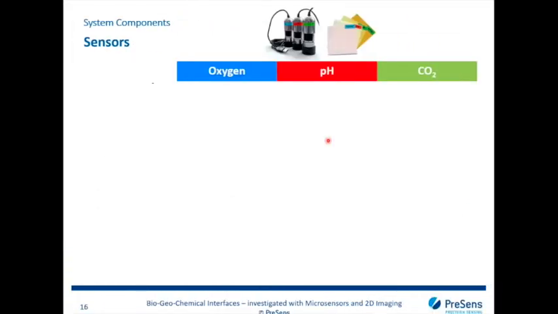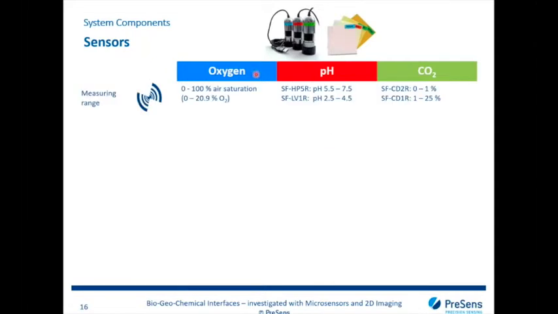For the VisiSens systems, three types of sensors are available: oxygen sensors, pH sensors, and carbon dioxide sensors. The measuring range for the oxygen sensors is 0 to 100% air saturation. For pH, we have two different ranges. One for the more neutral or physiological range with a maximum sensitivity between 5.5 and 7.5, as well as one pH sensor for the lower region between 2.5 and 4.5. For CO2, we also offer two different kinds of sensor coatings, one from 0 to 1% CO2 partial pressure and one from 1 to 25%.